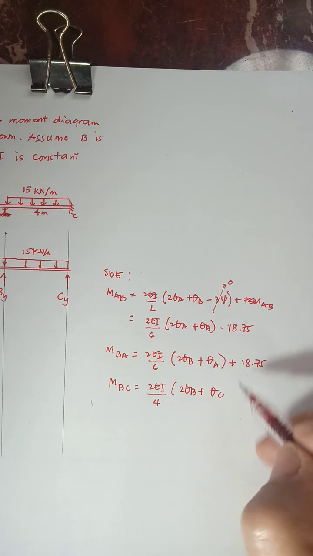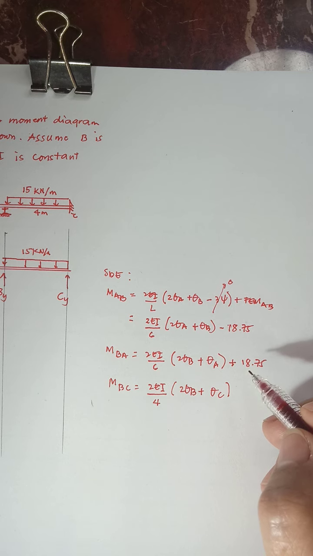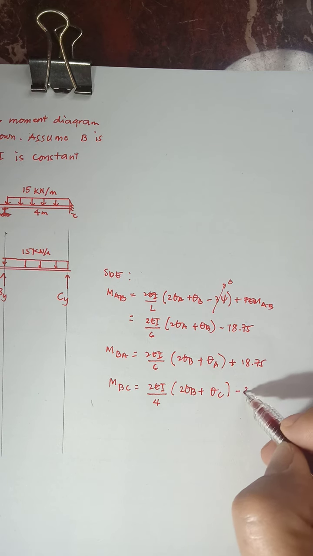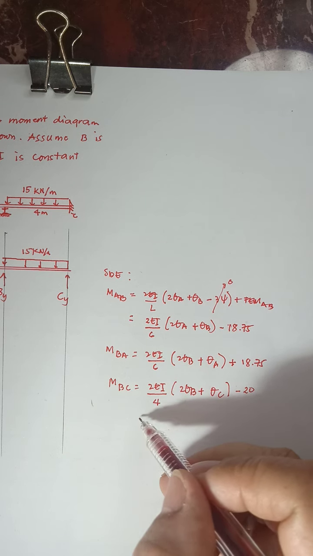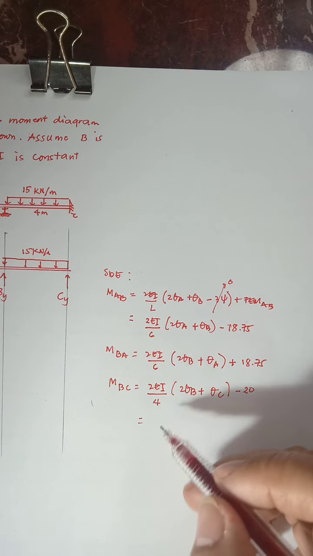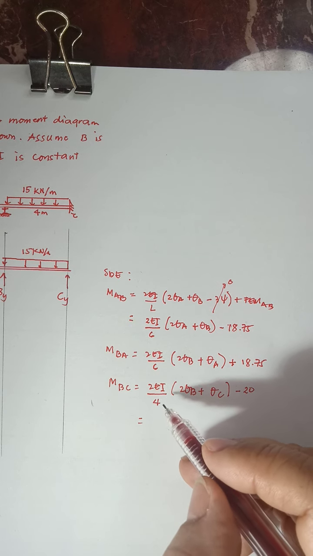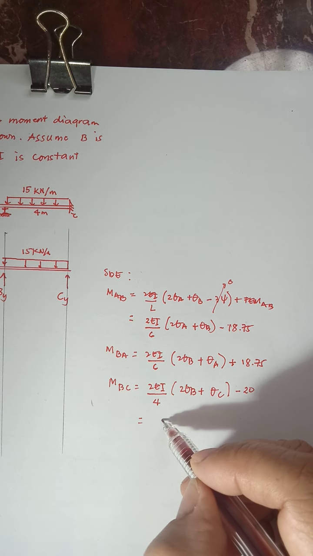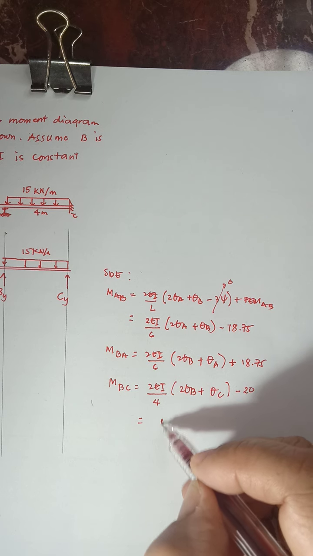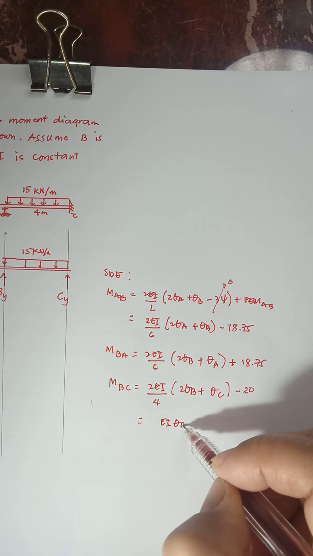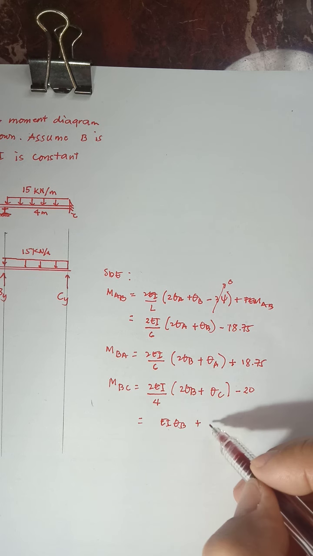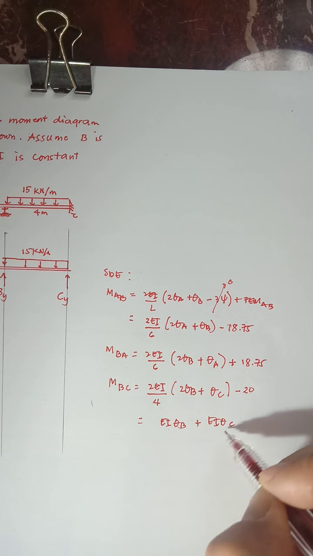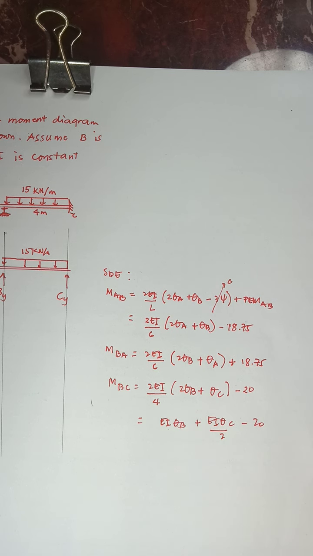Okay, BC naman na, theta C. Nga atong fixed end moment BC is minus 20, and this will be equal to, simplifying, we have 4 over 4, that's 1, so EI theta B plus EI theta C over 2 minus 20.